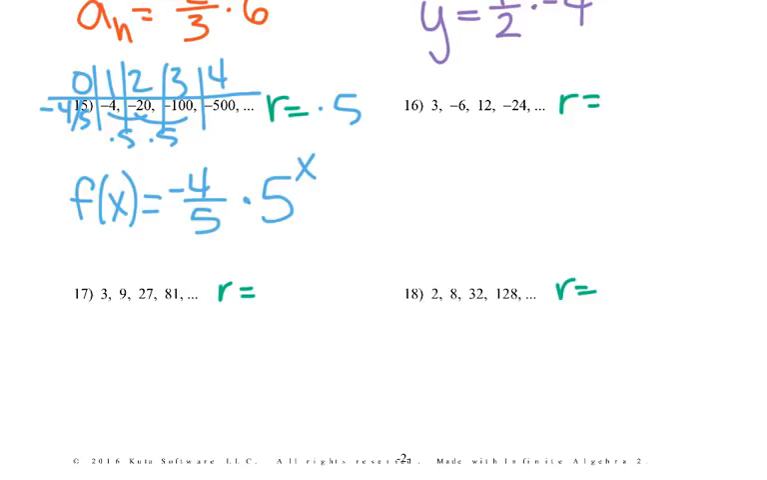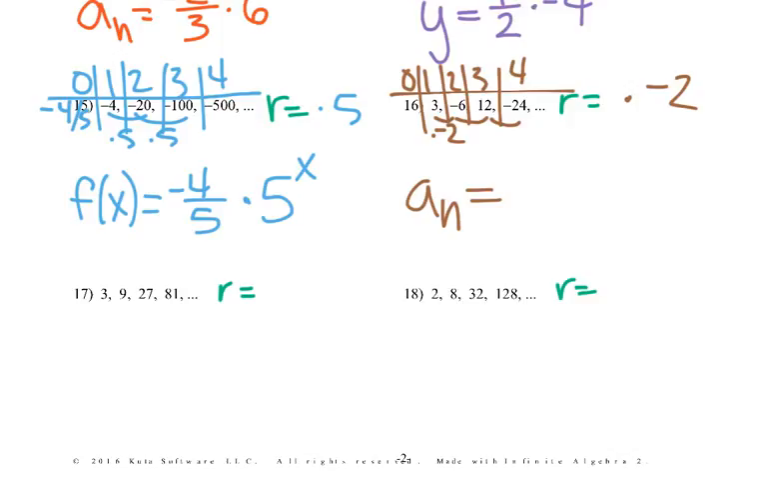Alright, 3 more to go. Zero, 1, 2, 3, 4. 3 to negative 6 to positive 12 to negative, so I'm multiplying by a negative number. That should key us off by now. 3 to 6, 6 to 12. Looks like we're multiplying by a negative 2. So a sub n equals, going backwards, 3 divided by negative 2 would be negative 3/2. Negative 3/2 times negative 2 to the n.